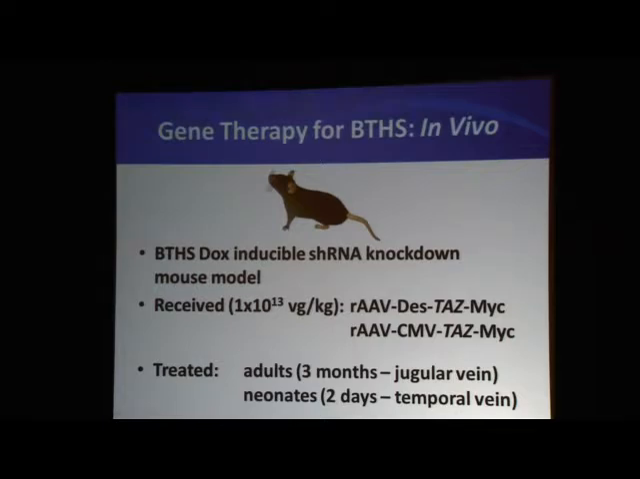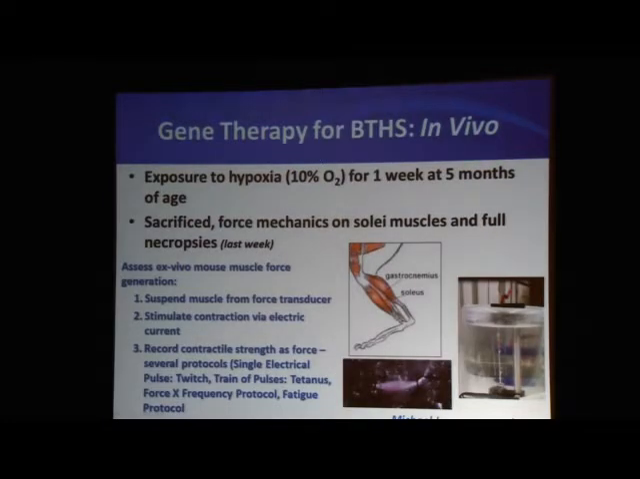We either treated them as adults when they were 3 months of age intravenously via the jugular vein, or as neonates at 2 days of age intravenously via the temporal vein. And then we waited until they were 5 months of age. So this was 2 months after the adult injections or 5 months after the neonatal injections. We exposed them to hypoxia for 1 week. So it was 10% oxygen.